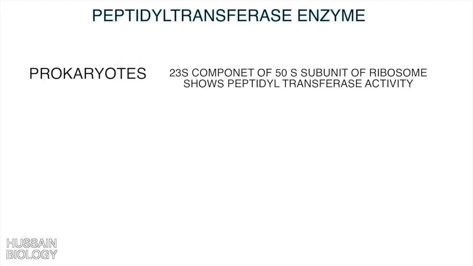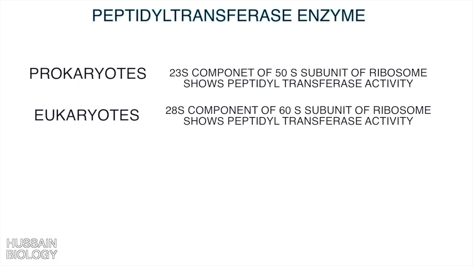We see in prokaryotes it is the 23S component of the 50S subunit, which has peptidyl transferase activity. Whereas in eukaryotes, it is the 28S component of the 60S subunit, which has the peptidyl transferase activity. So this is the basic overview of peptide bond formation, its properties and the peptidyl transferase reaction.